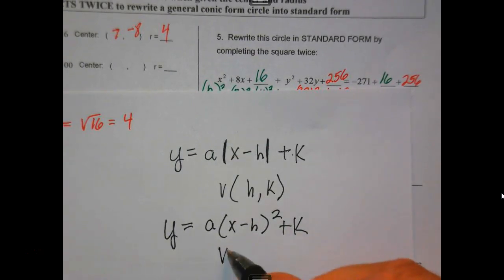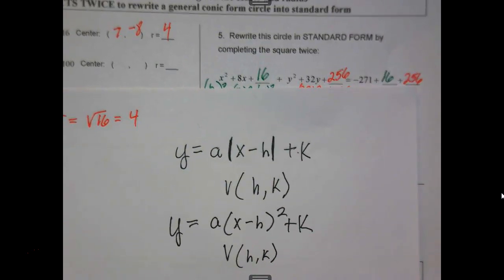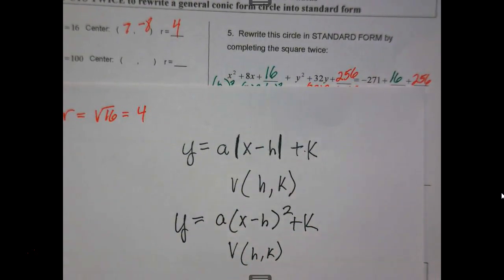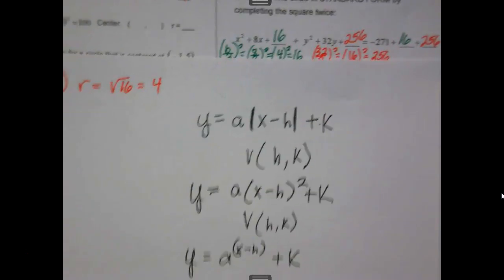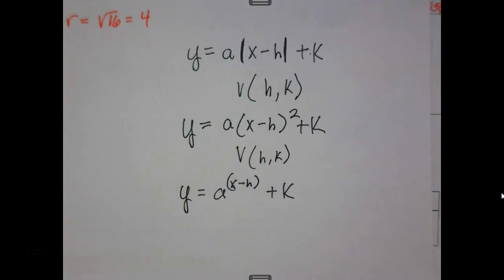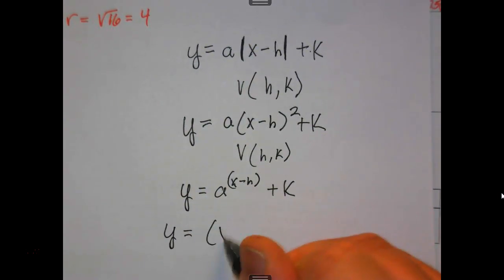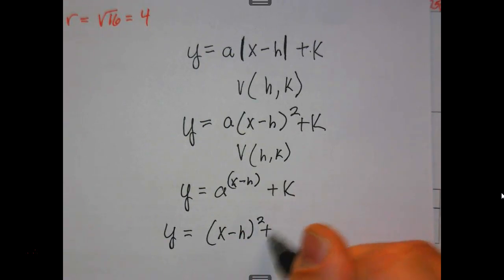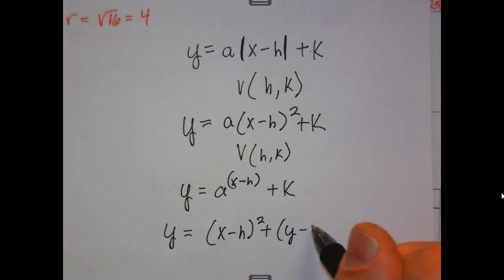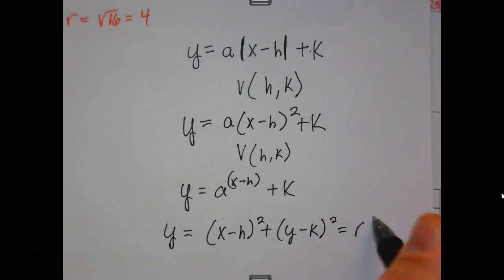And our vertex again was h, k. Then we did exponential form, right? So I think we did exponential form: a to the x minus h plus k. Can we do that? I think we did that too. And then we did circles, right? x minus h squared plus y minus k squared equals r squared.